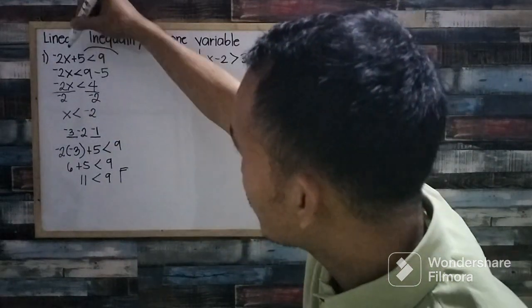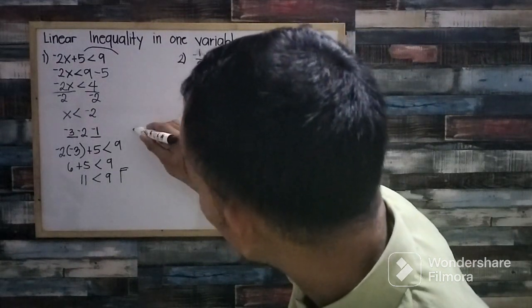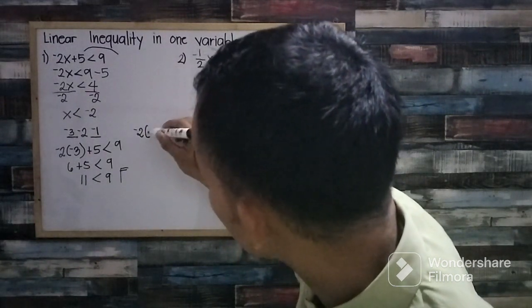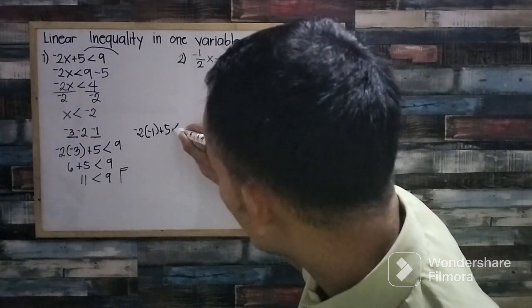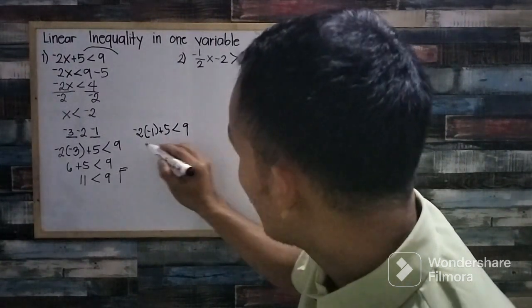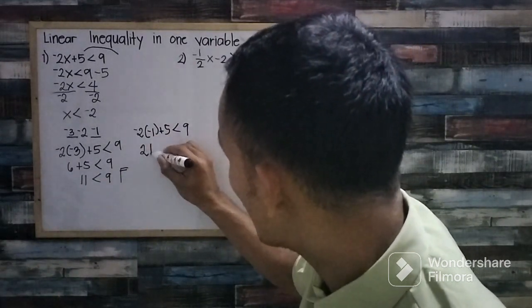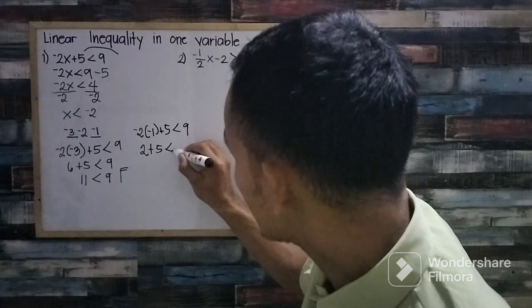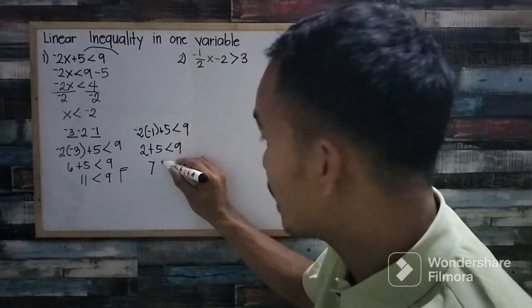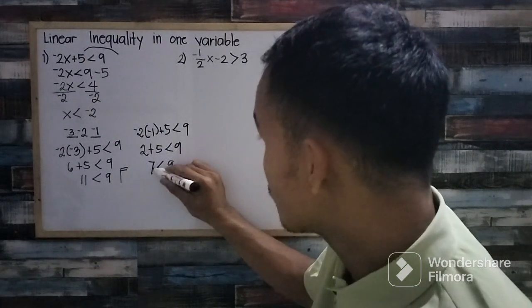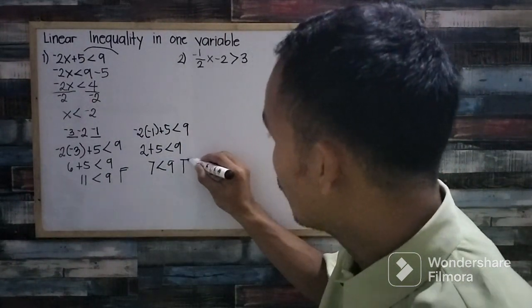Now, since negative 3 is false, itatry natin yung negative 1. This time, papalitan natin yung x ng negative 1. So, that is negative 2 times negative 1 plus 5 is less than 9. Multiply negative 2 times negative 1, that is 2 plus 5 is less than 9. And 2 plus 5, that is 7, is less than 9. So 7 is less than 9. Is it true or false? So that is true. Okay?